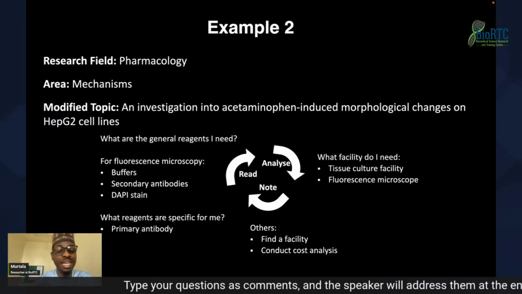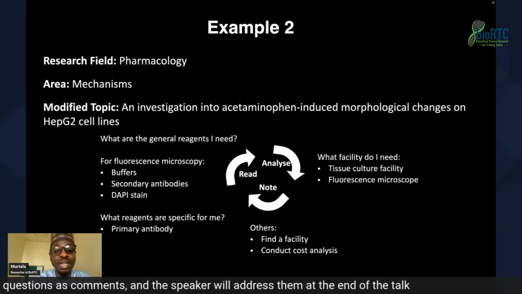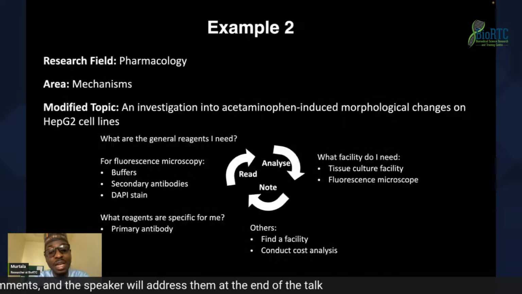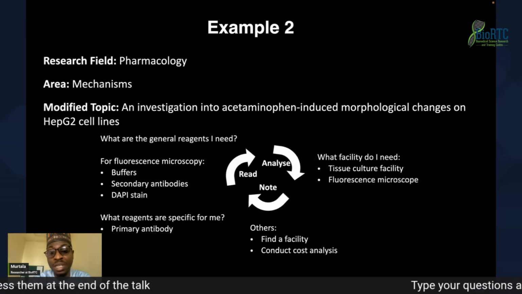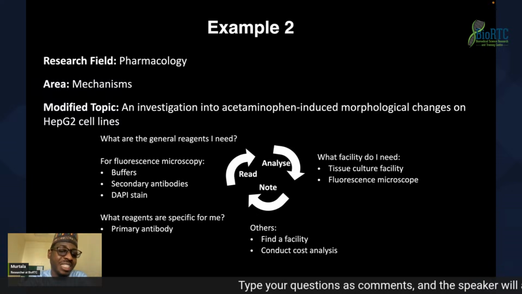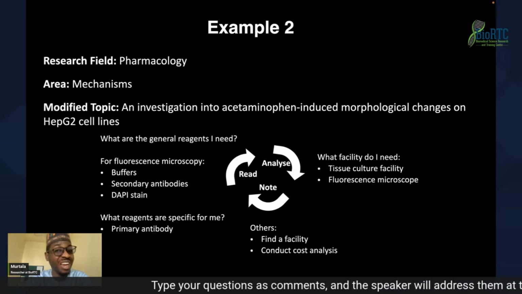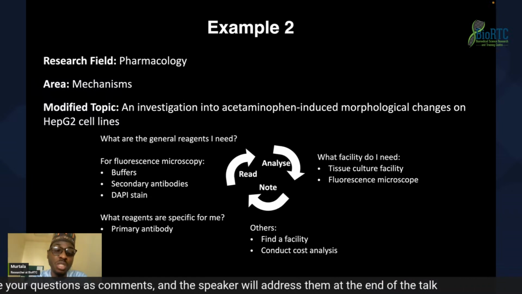Like I just mentioned, DAPI and Hoechst are dyes that can be substituted. So sometimes, just because you see that the paper you want to follow doesn't use this stain, it doesn't mean you can't use it. It doesn't affect your experiment. It just stains DNA. So of course, you need to ask yourself, what are the reagents that are specific for me, which are, for example, primary antibodies if you are going to use fluorescence microscopy.